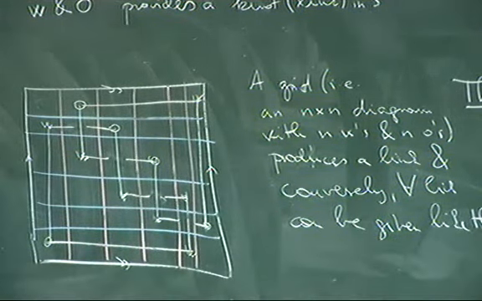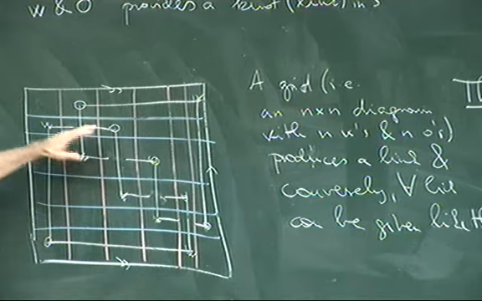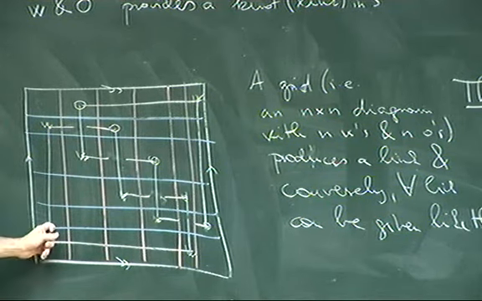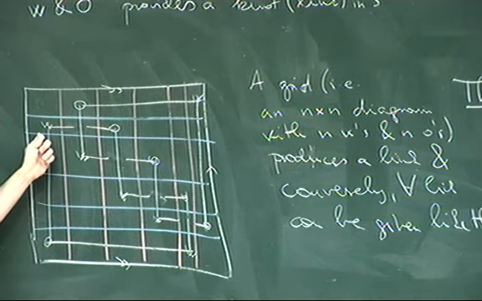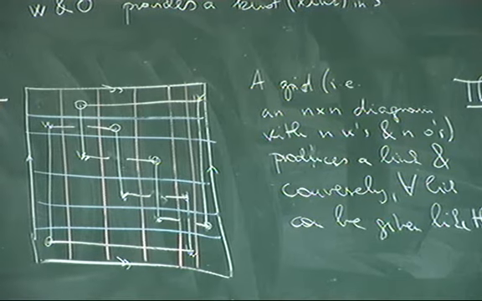Obviously, what's the special thing about this link? It has only horizontal or vertical arcs in the projection, plus there is no such crossing. Right? This is forbidden.